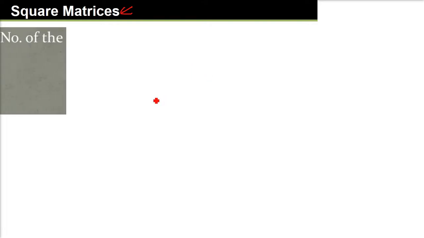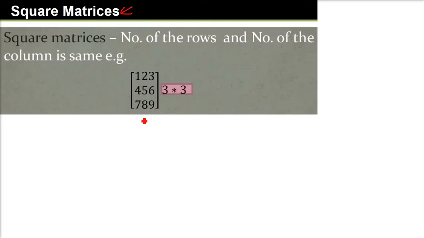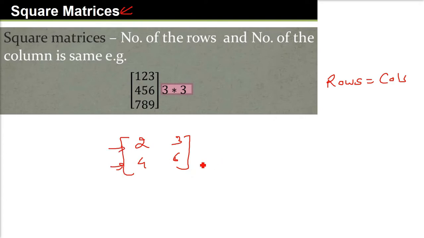Square matrices. There are multiple matrices that can be square matrices. Square matrices are those matrices which have the number of rows and the number of columns exactly the same. For example, if I write a matrix like this, how many rows are there? 1, 2, 2 rows. How many columns? 1, 2. So you see 2 cross 2. The rows and columns are the same. Row is equal to the column, so we call it a square matrix.